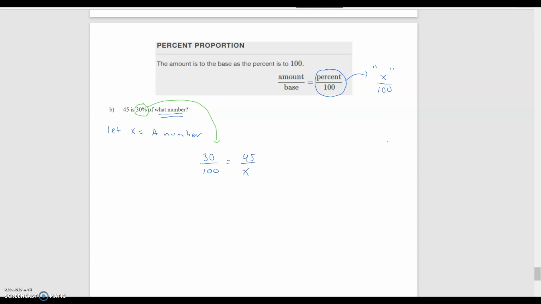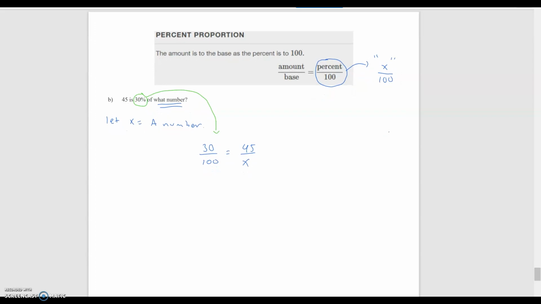And let me just double check. 30% is 30 over 100. 45 represents a ratio over a number. This is the equation that we're solving. They're a little bit harder to visualize in this format, but it turns out to be the same.